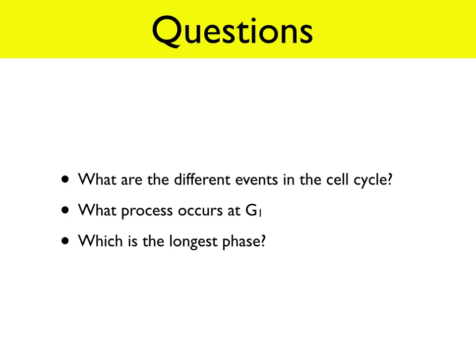Here are a few questions that you can copy down. So what are the different events in the cell cycle? What process occurs at G1 and which is the longest phase?